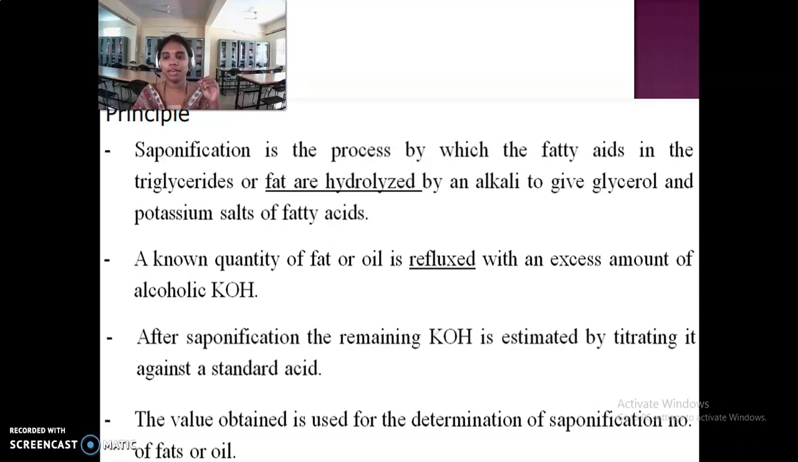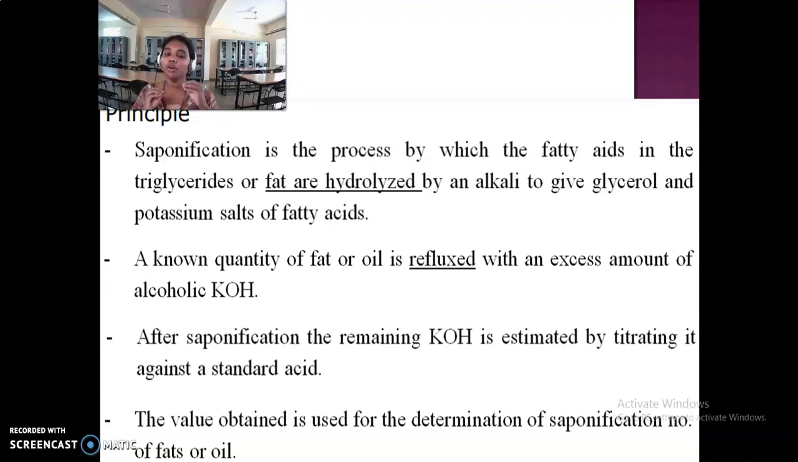So what you are going to do here, you will take a known quantity of the fat or oil and reflux it with an excess amount of alcoholic potassium hydroxide. You will take the sample in the round bottom flask and reflux it, and you will add the excess alcoholic potassium hydroxide. So what will happen? The saponification reaction takes place.